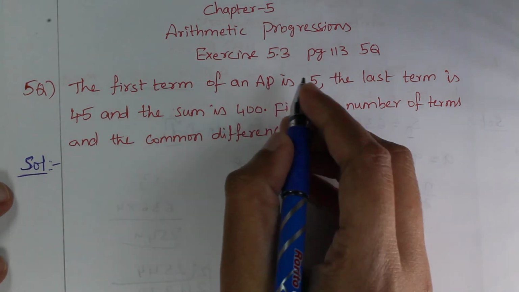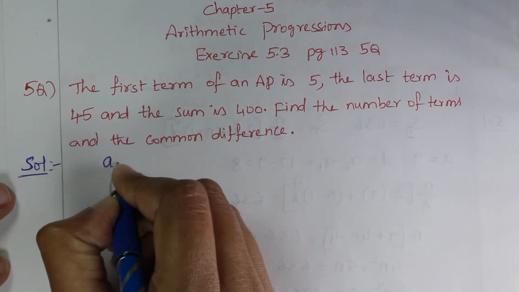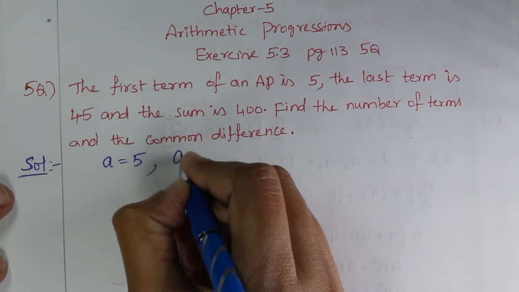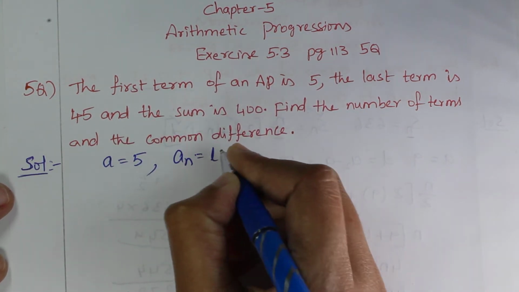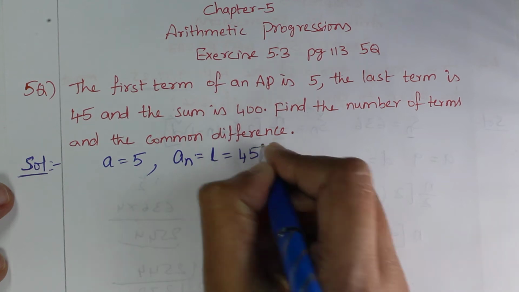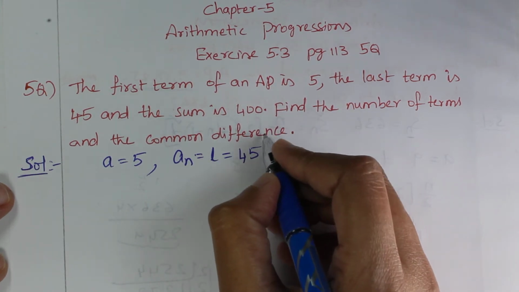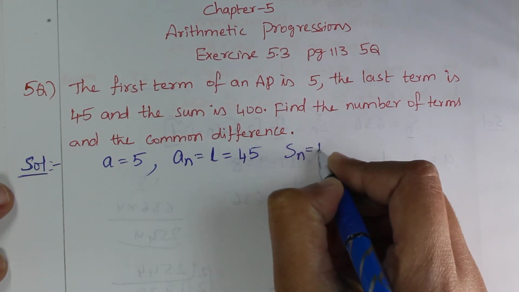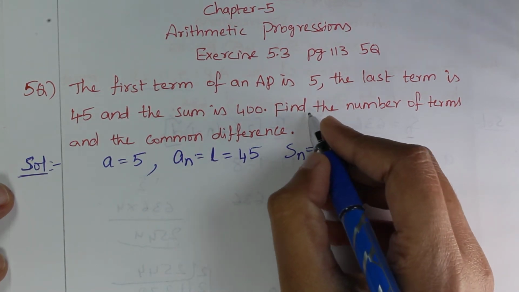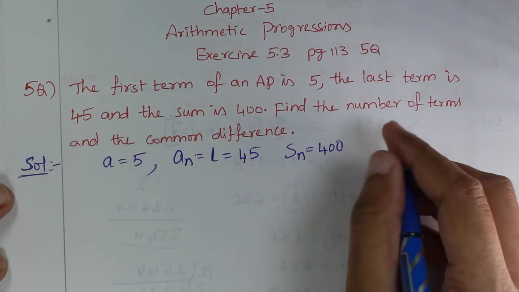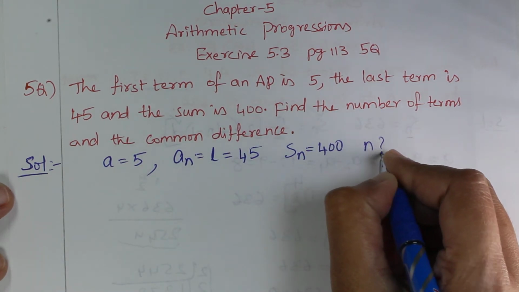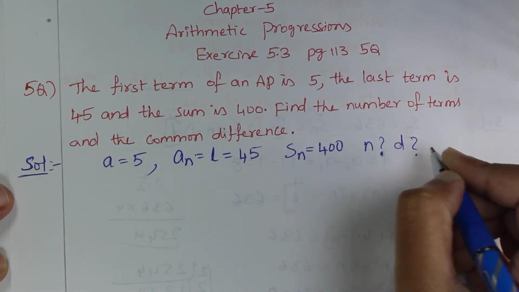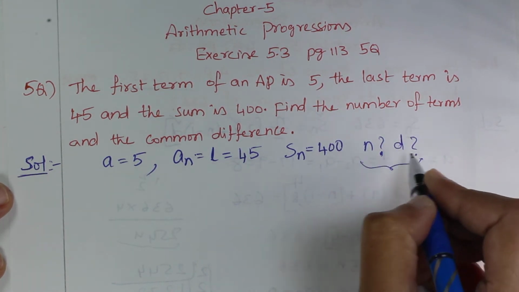So what is the information given? The first term a is equal to 5 and the last term an, or l, is equal to 45, and the sum of the first n terms, Sn, is equal to 400. So what do we have to find out? We have to find the number of terms, that is the n value, and the common difference d. So these are the two values we have to find, n and d.